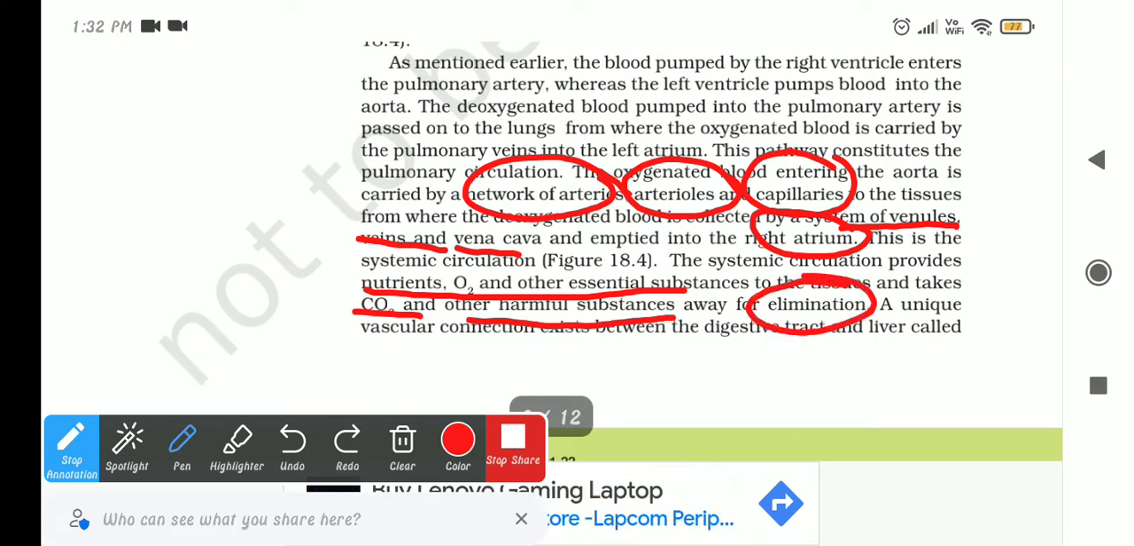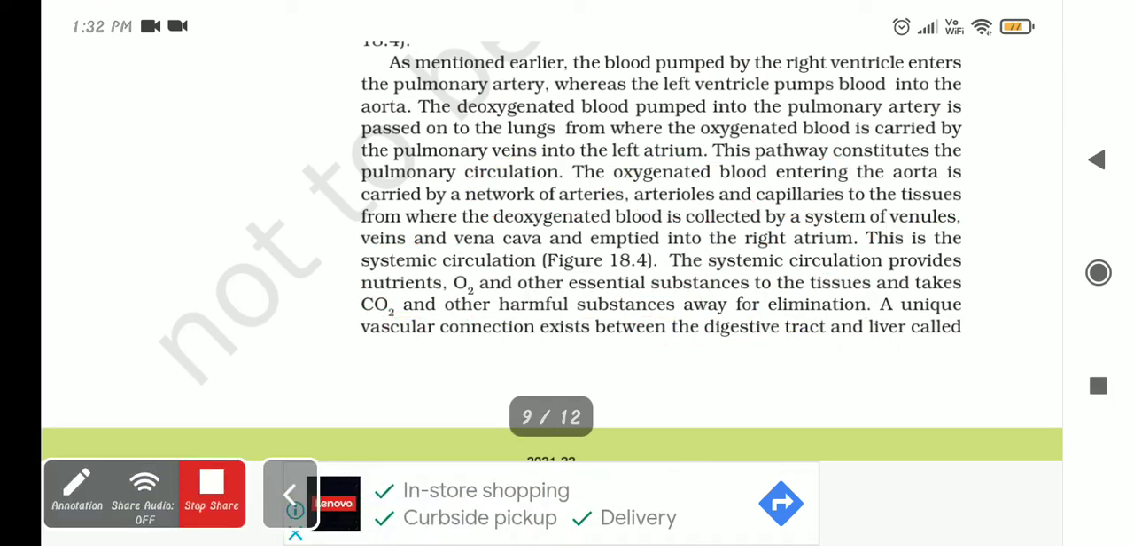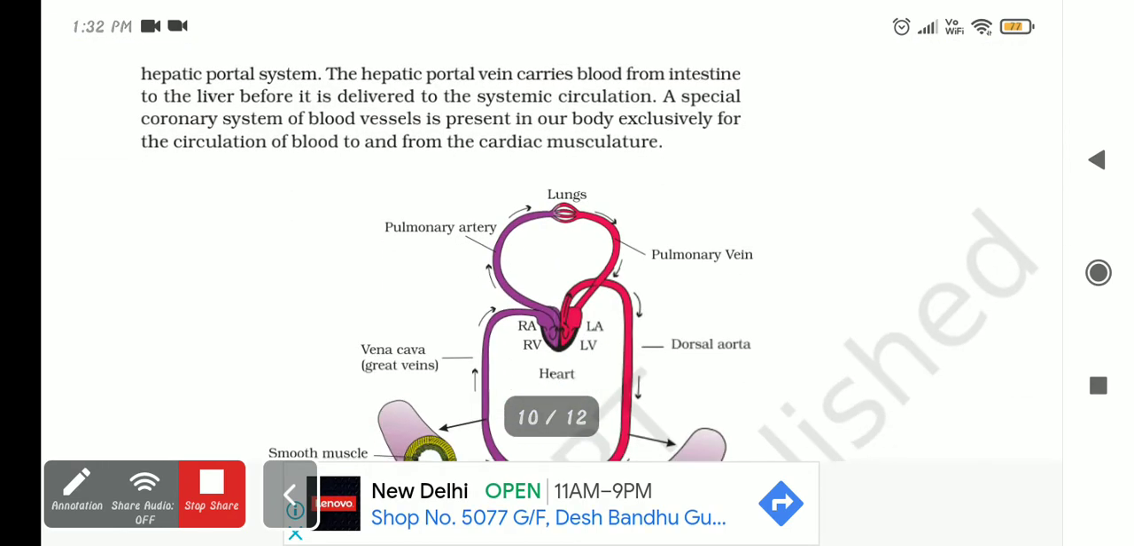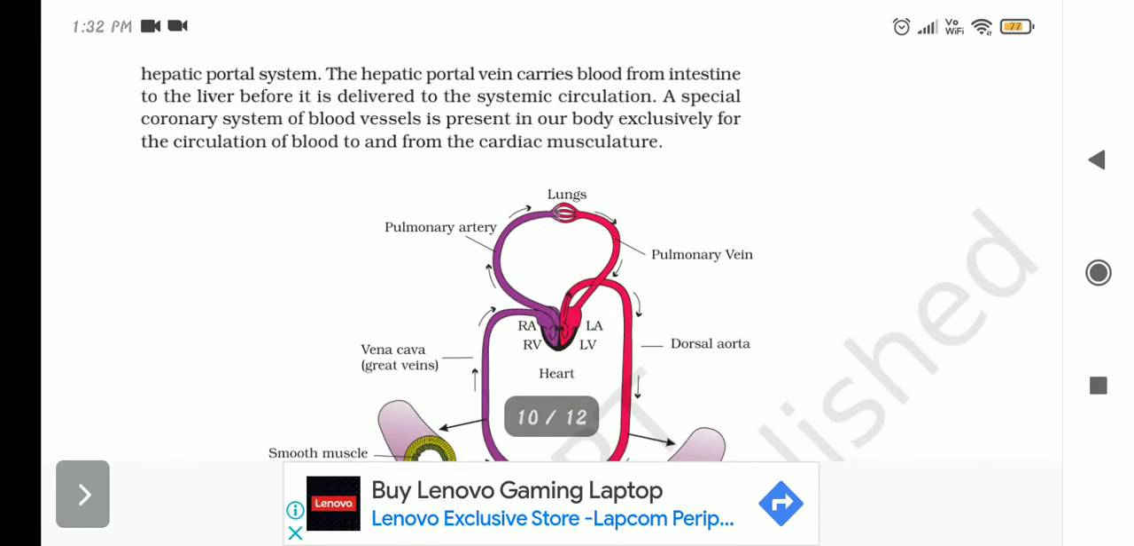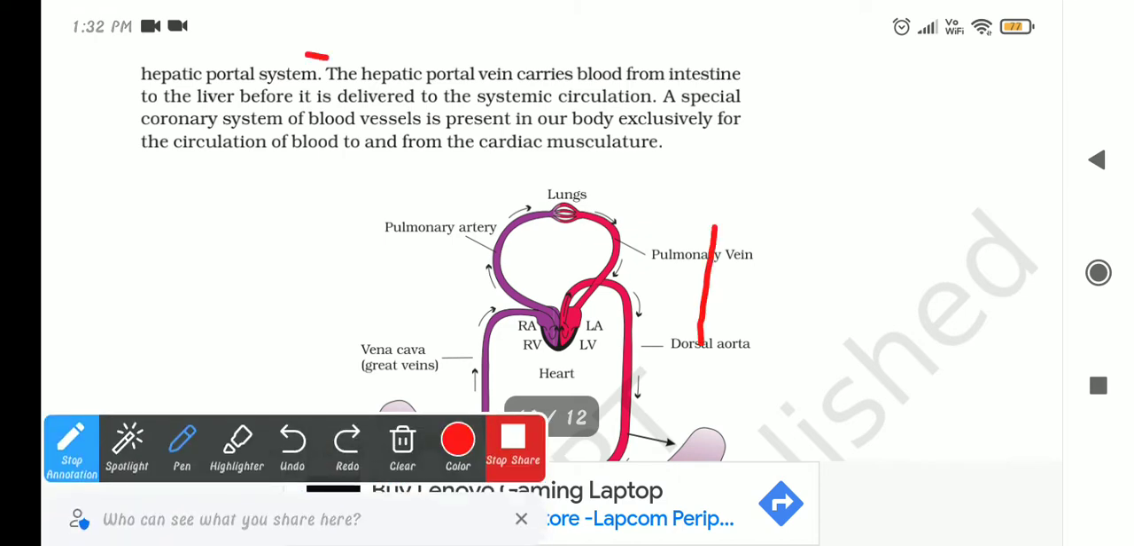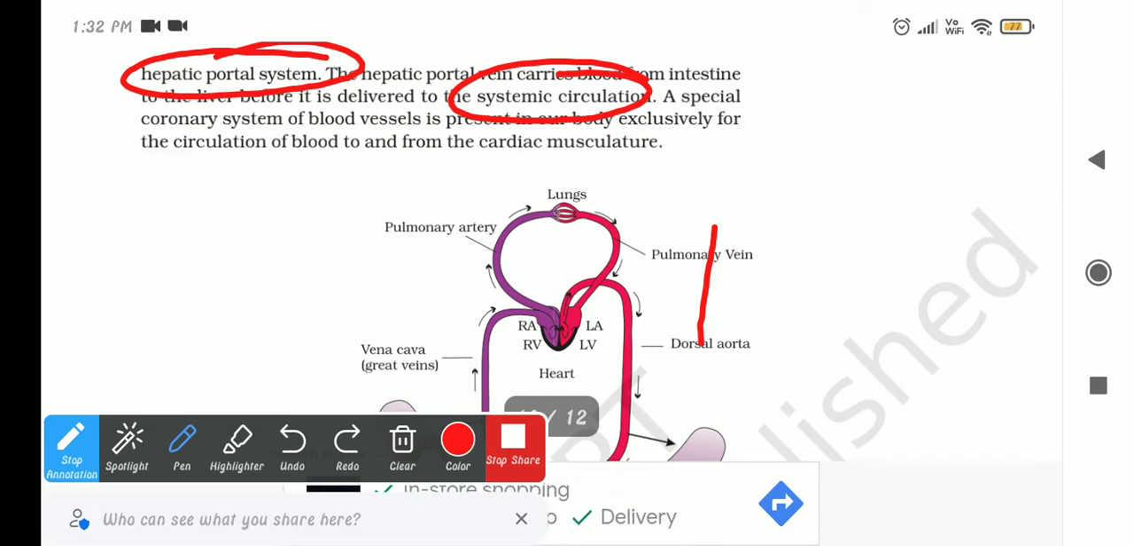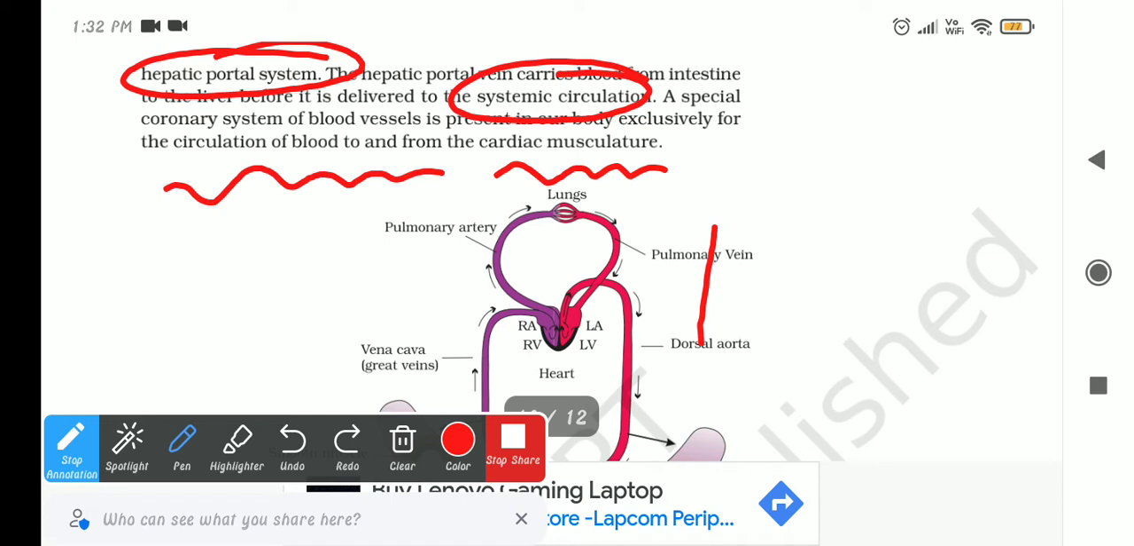A unique vascular connection exists between the digestive tract and liver, which is called the hepatic portal system. The hepatic portal vein carries blood from the intestine to the liver before it is delivered to the systemic circulation. A special coronary system of blood vessels is present in our body exclusively for the circulation of blood to and fro from the cardiac musculature.